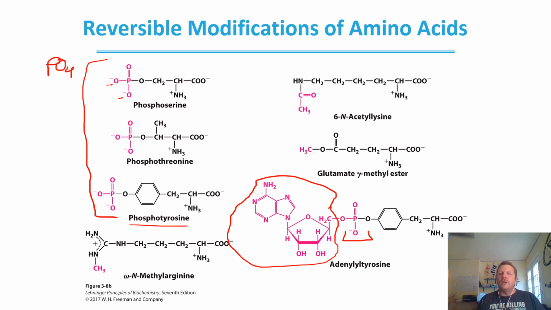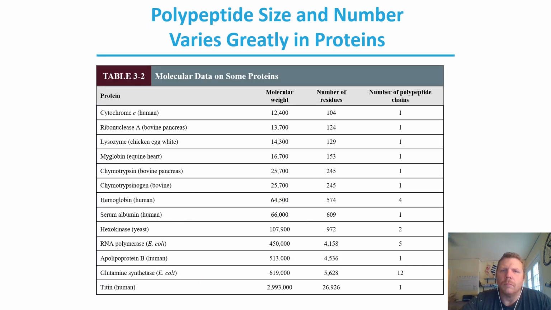So the addition of a phosphate, one of the things that it does is it dramatically changes the interactions that that residue could be involved in. So it's a pretty stark difference. Now, this tells you basically a very dramatic table of polypeptide sizes and the number of them in a protein.